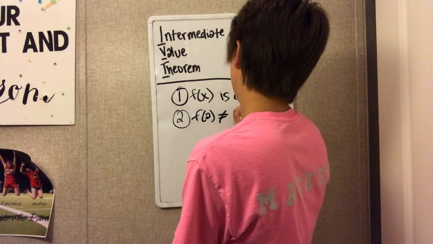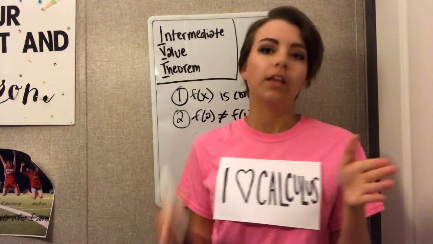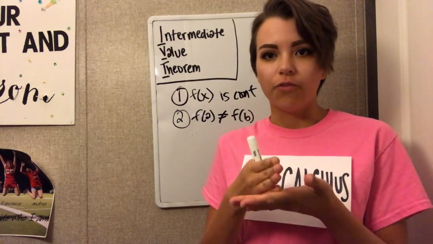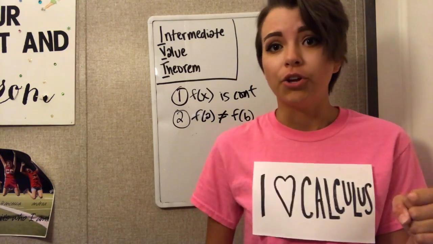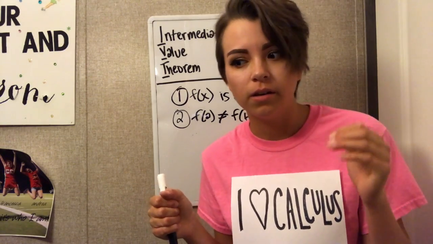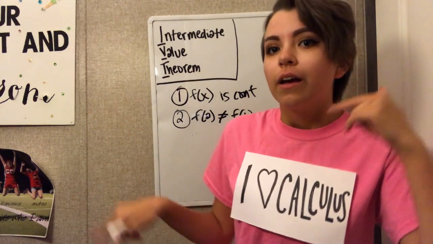So rule number 2 says that f of a cannot equal f of b. So your starting point can't equal your ending point, because then there's no way to know if you meet in the middle. So if you start out going 20 miles per hour, you end going 20 miles per hour, who's to say you ever went 35 miles per hour in between the two? Because there's no way to know by IVT.